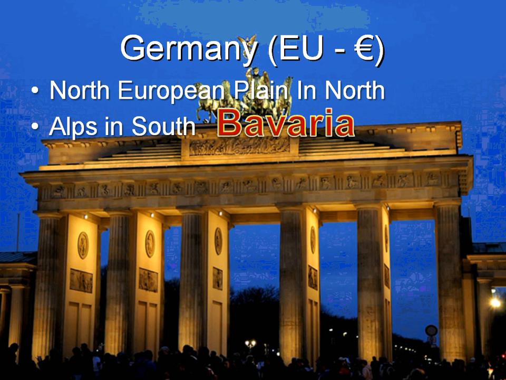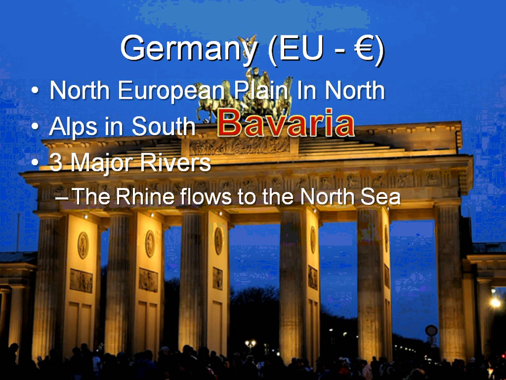Germany has three main rivers. And if you did your reading, you should be able to give me some of these. What is one of the main rivers in Germany? Claire. The Rhine River. Good. The Rhine River flows from the Alps by France, through Germany, through the Netherlands, and into the North Sea.